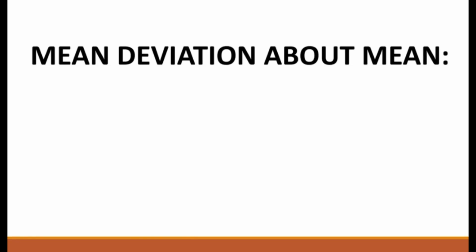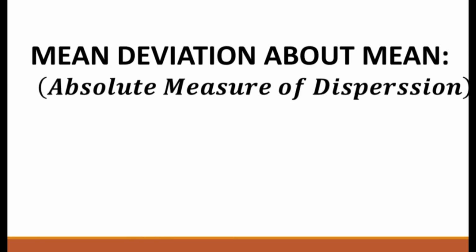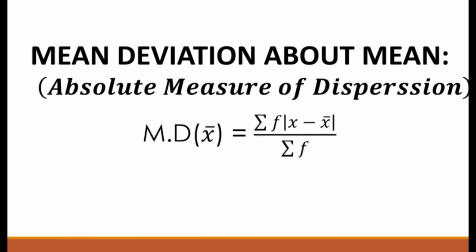Students, our today's topic is mean deviation about mean for group data, for the absolute measure of dispersion and, of course, for the relative measure of dispersion. So what is mean deviation about mean? For absolute measure of dispersion, it is the mean of the absolute differences between the numerical values and the mean. The formula is summation f times the absolute value of x minus mean, divided by summation f.